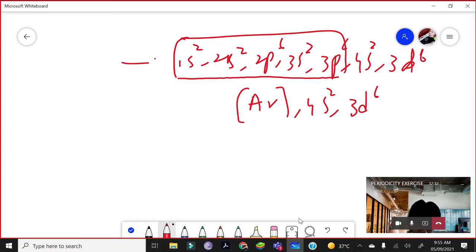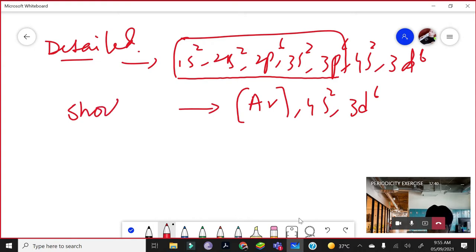So this is the long configuration, the detailed one, and this is the short configuration, right? So everywhere when you see there's a noble gas, the configuration will be locked with that noble gas, right? Are we clear with that?